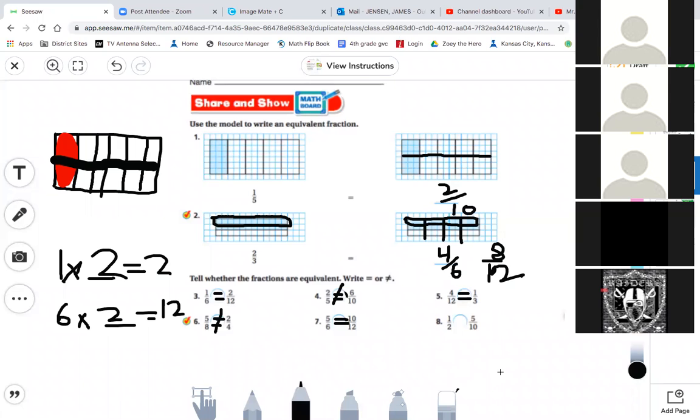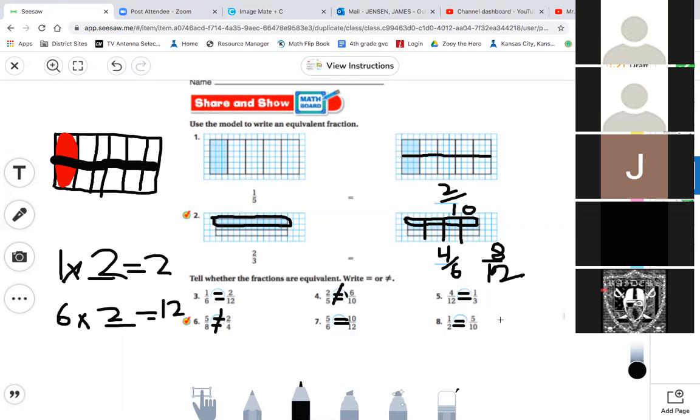1/2 and 5/10. What do you say, Adeline? Are they equivalent or not equivalent? Not equivalent. What times 1 equals 5? 1 times 5. Okay, then what about 2? Does 2 times 5 equal 10? Yeah. Well, that means you multiplied both numerator and denominator by the same thing, right? And got these two. So they are equivalent.